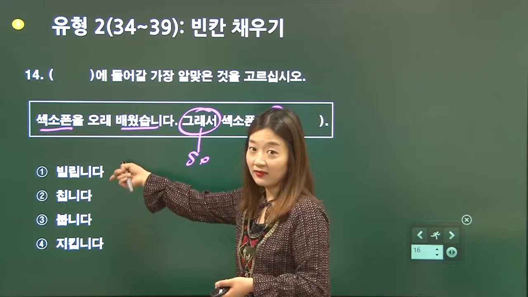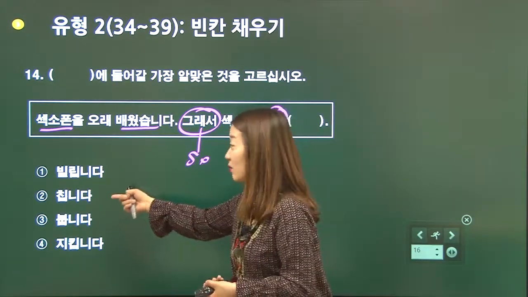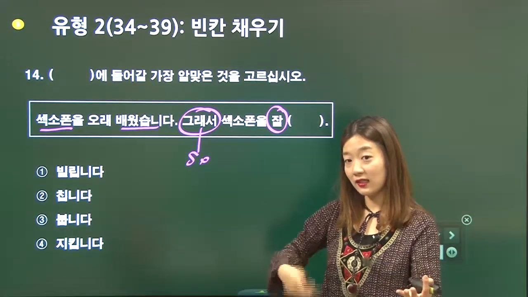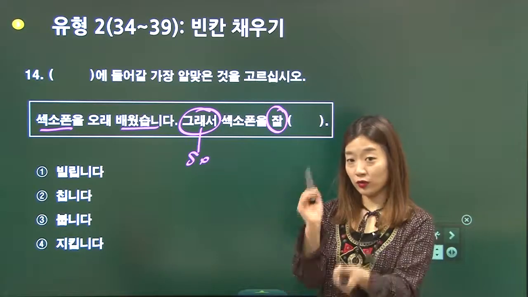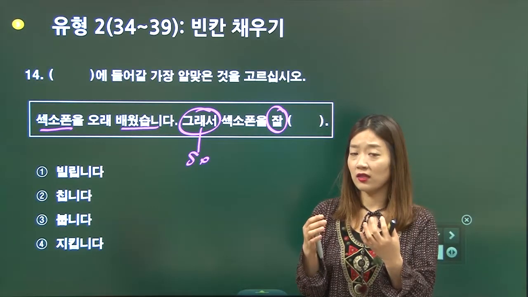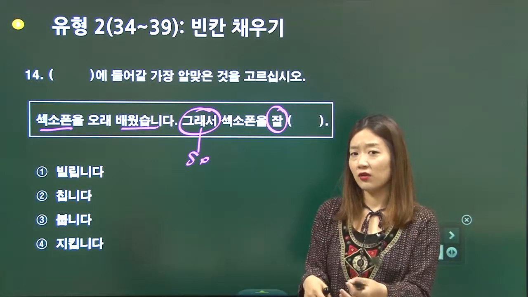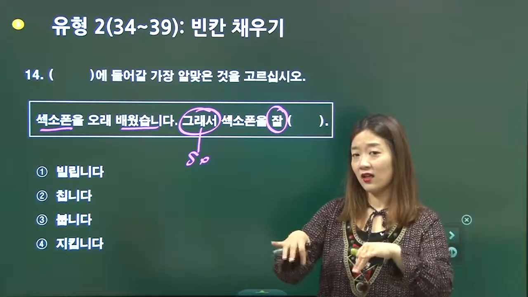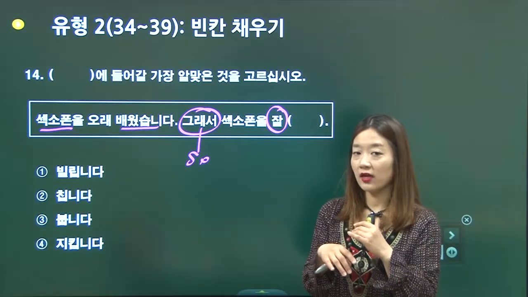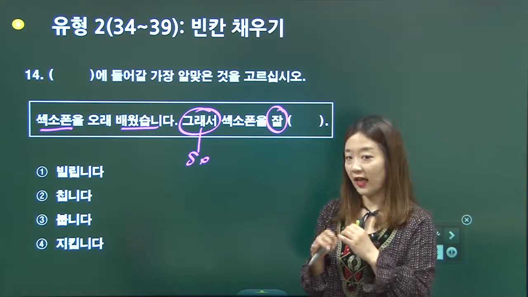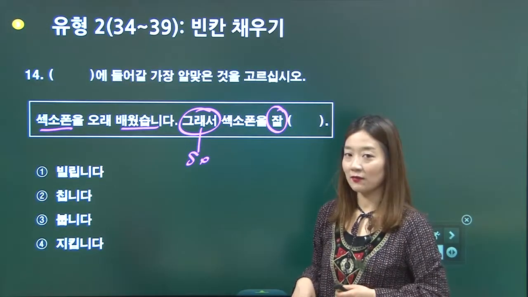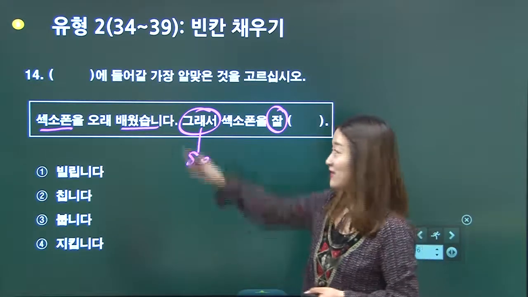Number one, 빌립니다. It's borrow. Number two, 칩니다. Ding ding ding. 칩니다. So, saxophone, the musical instrument, are you going to hit it? No. Number three, 붑니다, blow. Yeah, that's right. 색소폰을 붑니다. And then number four, 지킵니다, keep. I can keep the saxophone. Why? It doesn't make sense, right?